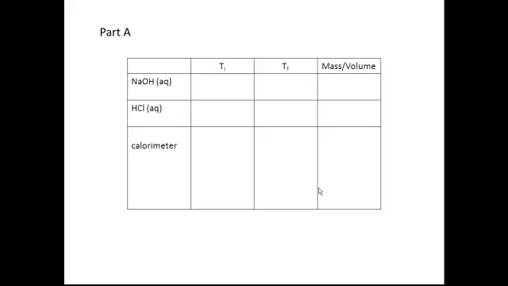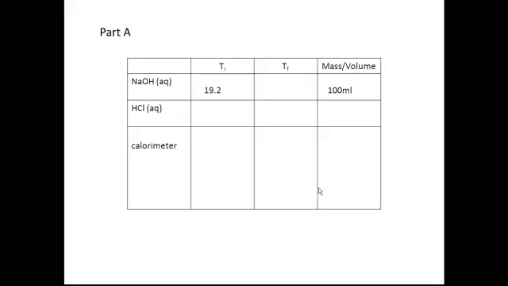In a calorimeter. So the first thing that you need to do is take the temperature of both the sodium hydroxide and the hydrochloric acid. Now hopefully they're at the same temperature, but sometimes they are slightly different. So let's say you've got an initial temperature of 19.2 for your sodium hydroxide. Okay, now the mass of that, or volume, would be 100 mLs, and you're going to use a graduated cylinder to measure that out.